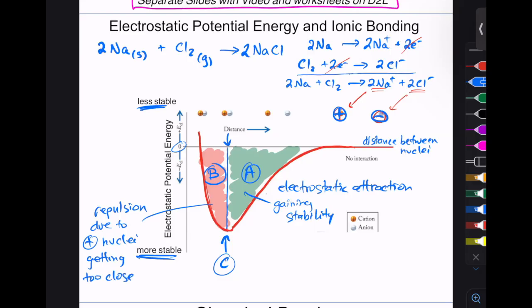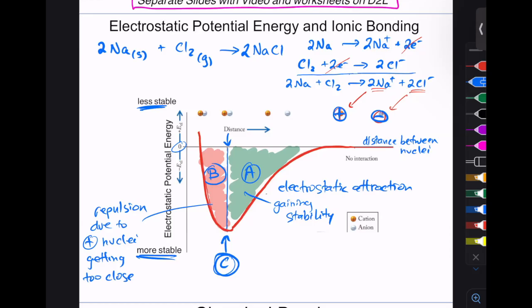Now, obviously, that's going to differ depending on what the two ions are, okay? Because as you also know, different ions have different sizes. We discussed those trends last time as well, okay? So where that curve starts to go back up again is going to be dependent on what the two ions are that we're talking about. But what's happening here at C? We're at the bottom of that curve. What does C represent to you?